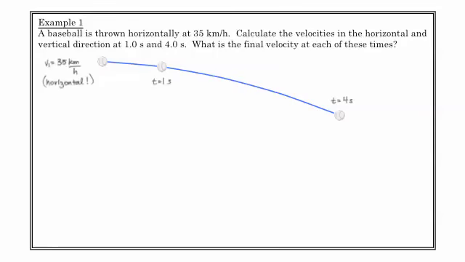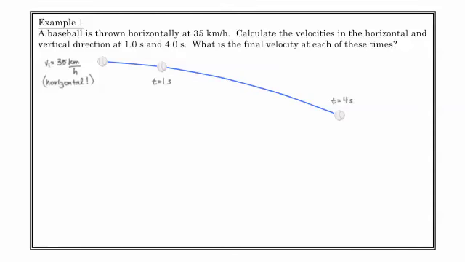So we know that initially, V1 is 35 kilometers per hour, but it's horizontal because we say that the ball is thrown horizontally. So you should be thinking, oh, that's a velocity in the x direction. There is no velocity in the y direction at this time. And there we have t equals 1 second and t equals 4 seconds. So now we're kind of on the same page, we got everything.